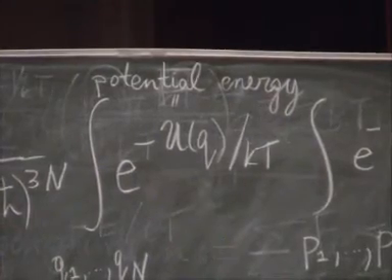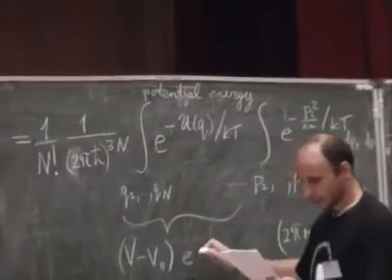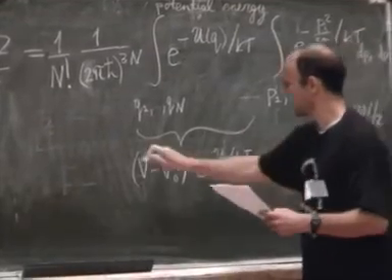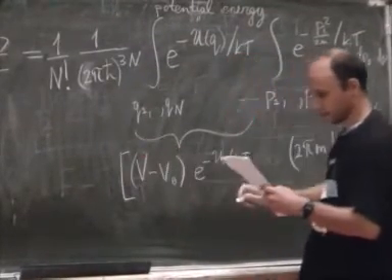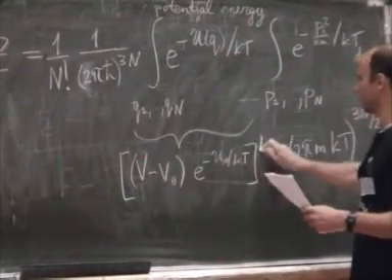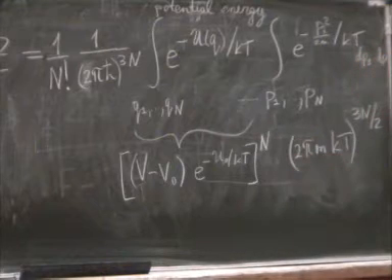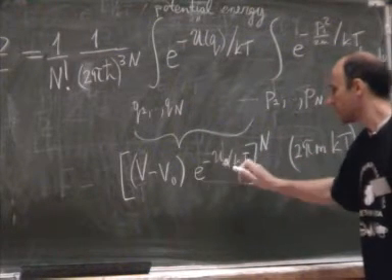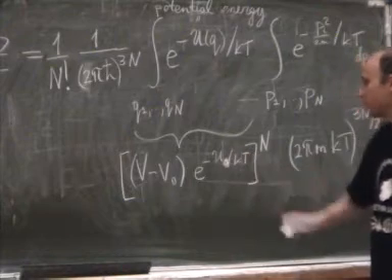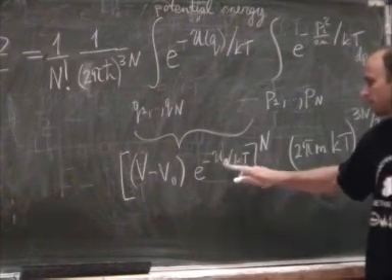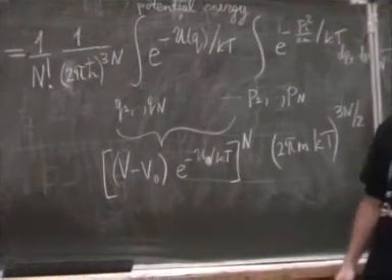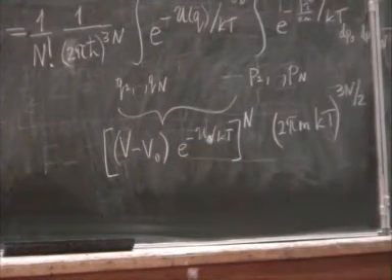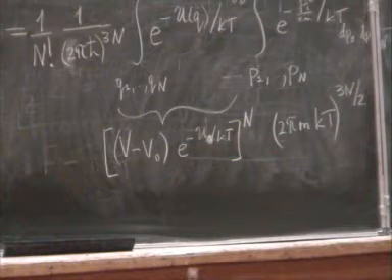V minus V0, e to the power minus U0 over kT, to the power n. So what does that mean? It means that every particle can find itself not in the volume V, but in volume V minus V0, because the volume V0 is occupied by other particles.